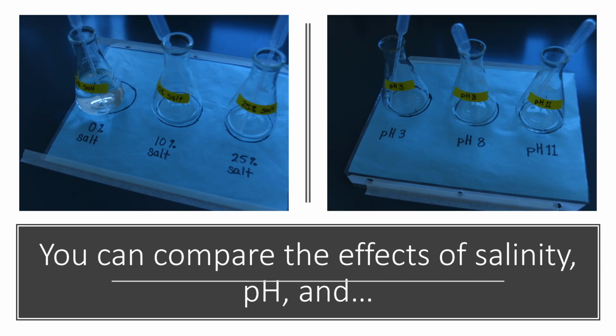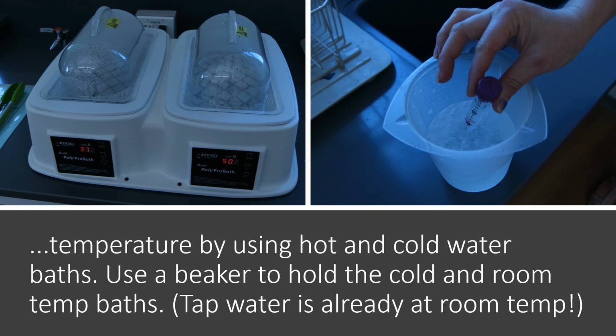We have 3 different salinities from 0% salt to 10% salt to 25% salt, and also 3 different pHs that we'll be testing: pH 3, 8, and 11. We also look at how temperature affects enzyme activity. So we've got a couple of hot water baths and also a cold water bath of ice water. And then we also have a room temperature one where we just use tap water.